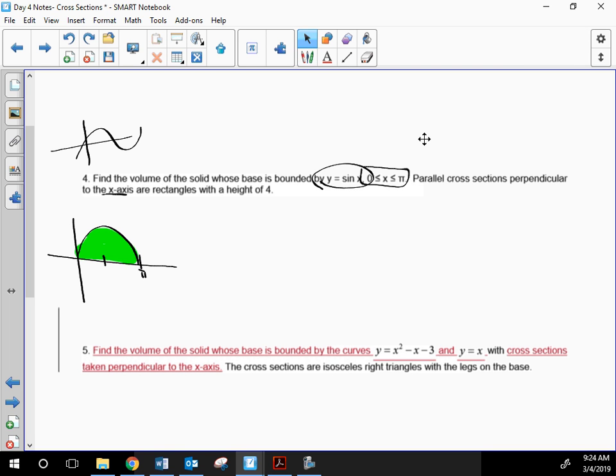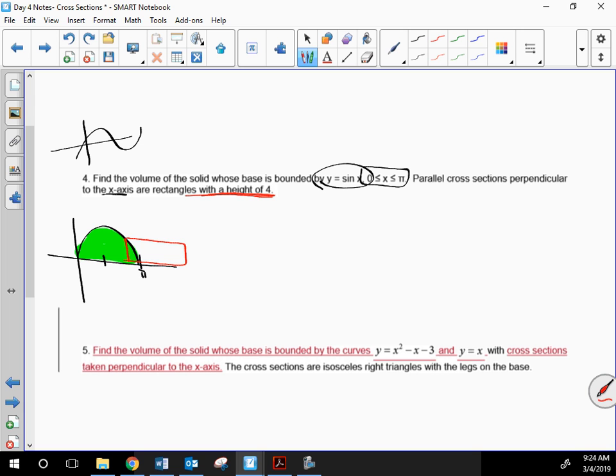And we have rectangles coming out at us. And the rectangles all have the same height of 4. That's super nice for us. So our rectangles have a height of 4, and they are perpendicular to the x-axis. So I'm going to draw a little rectangle here. Obviously this rectangle will be even bigger. So we have a bunch of little rectangles coming out. They all are a height of 4.